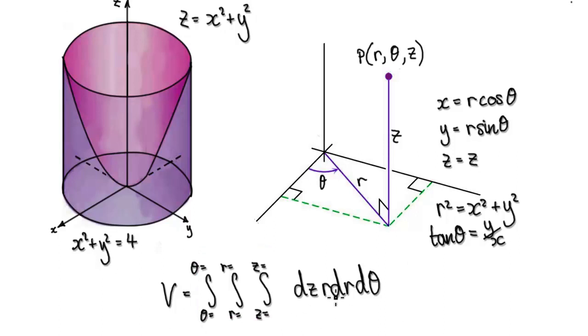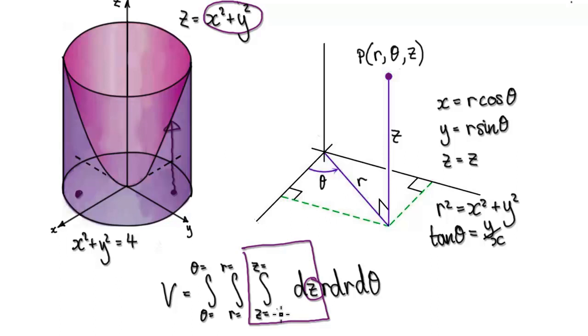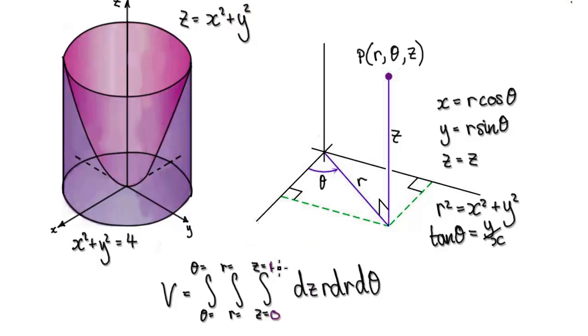In terms of the height z, you're integrating from a height of 0, and then you stop when you get to the surface. The surface is x squared plus y squared. But in cylindrical coordinates, x squared plus y squared is really r squared, so you can put that in here. So really you're integrating from z equals 0 to r squared.